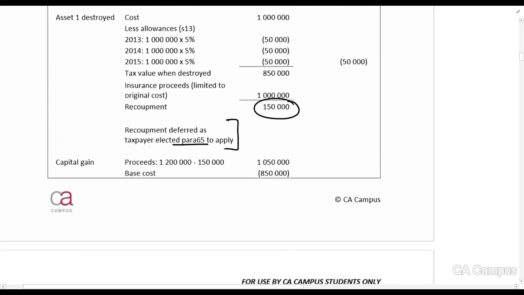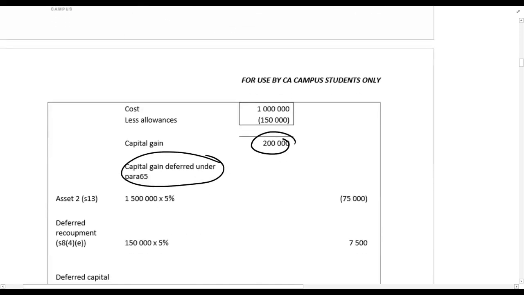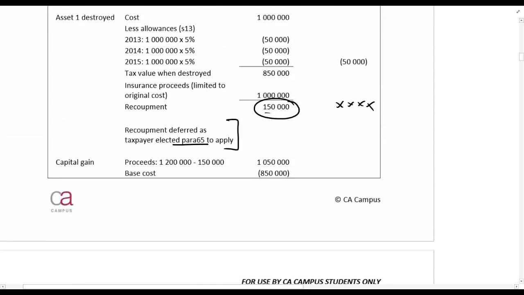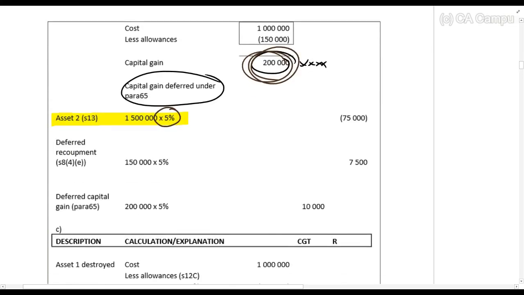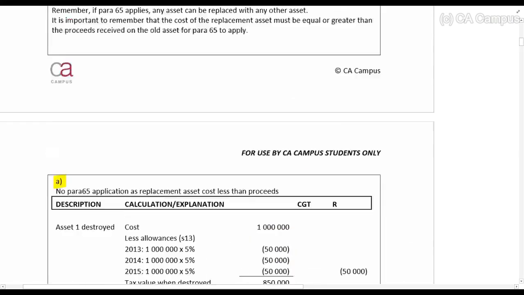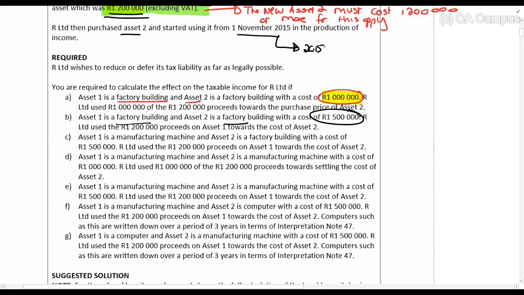So I want you to see that capital gain is not included. Can you see? And this capital gain is not included in the CGT column. What do we do with it? Well, the answer lies with asset 2, the new asset. So you are writing asset 2 off times 5%. So when you now recognize the recoupment of 150,000 and the capital gain of 150,000, you will do whatever you did to asset 2. So multiply it by 5%. Make sure you see where it goes in the columns.